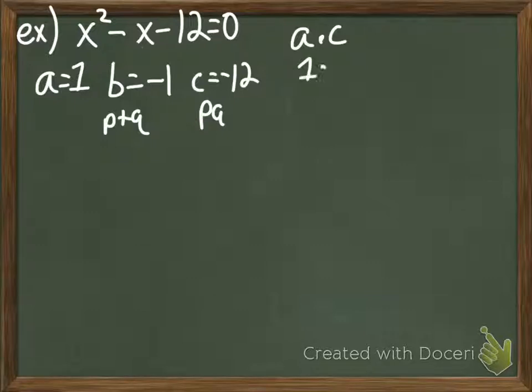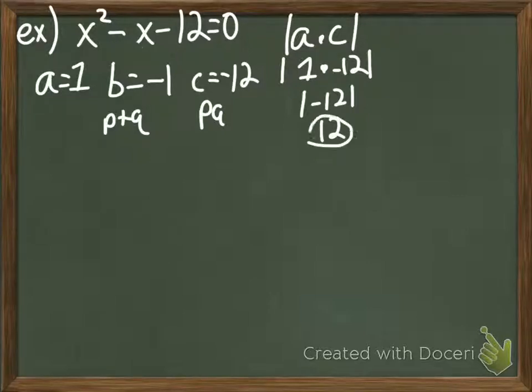Actually, we're going to do the absolute value of A times C. So we're going to do the absolute value of 1 times negative 12, which gives us the absolute value of negative 12, which is just 12. We always want this number here to be positive. And so what we're going to do now is look at all the factors of 12. So I'm going to write 12 here. And we're going to look at all the factors starting with 1. So 1 and 12, 2 and 6, 3 and 4.